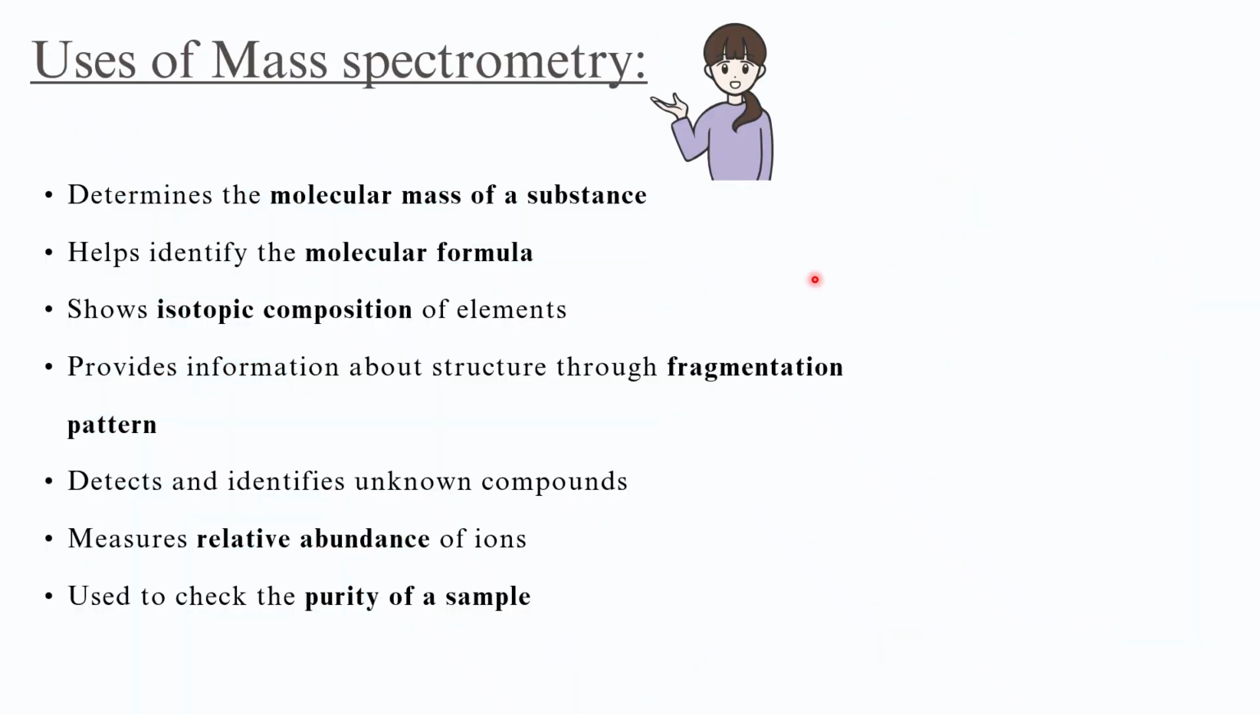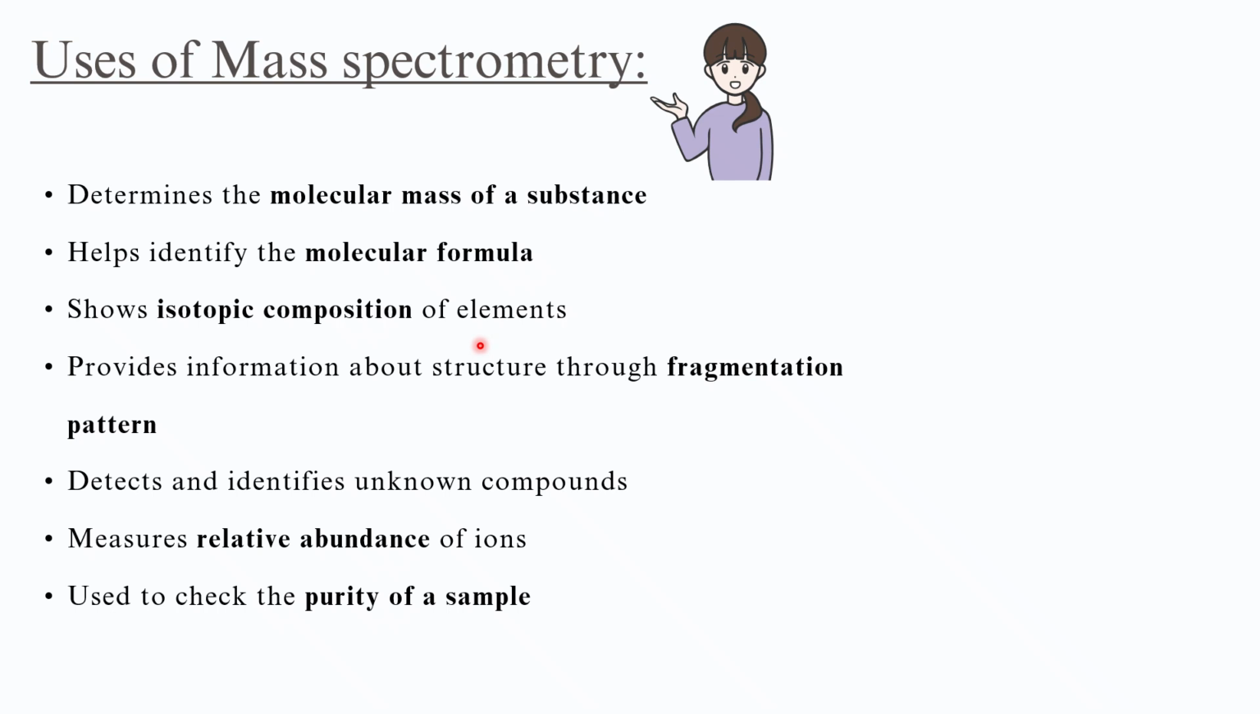Now here are the different uses of mass spectrometry. So firstly, as we have discussed, we use it in order to determine the molecular mass of the substance. Once we know the molecular mass, we'll be able to easily anticipate the molecular formula of that particular substance. And once we are aware of the molecular formula, we can also determine the purity of that particular sample. Okay, so I'm just going in the flow of these points. Now, the next one is we can also determine the isotopic composition.